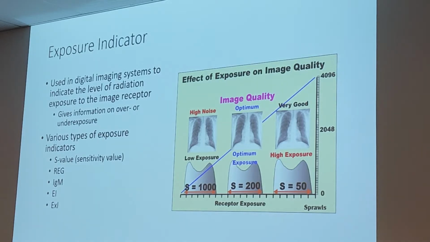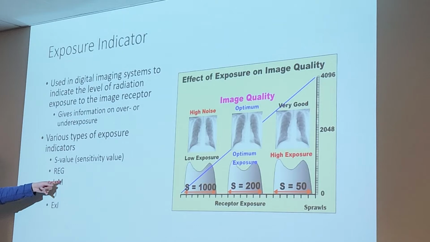Sorry. Okay. Mr. Phung, you said if it's too high, it means you're overexposed. Are we talking about the S value only? So for the S value, too high is underexposed, too low is overexposed. And you can see that in the chart over here on the right.